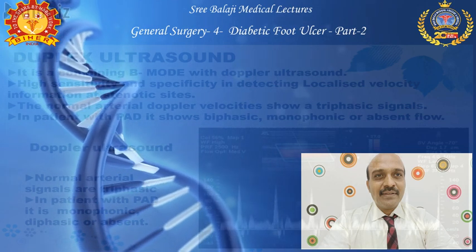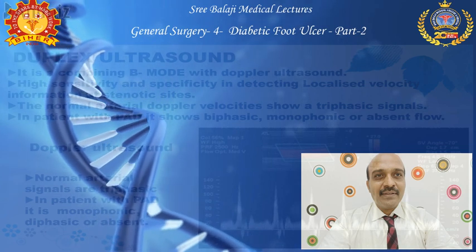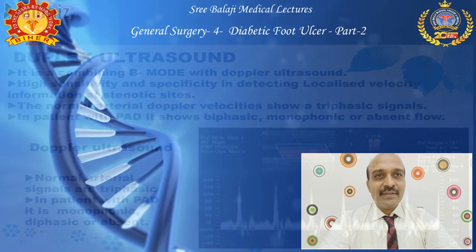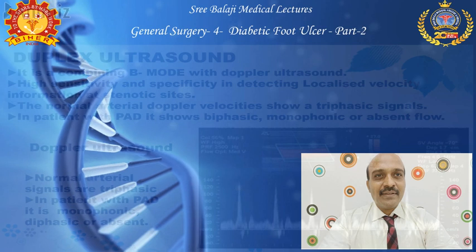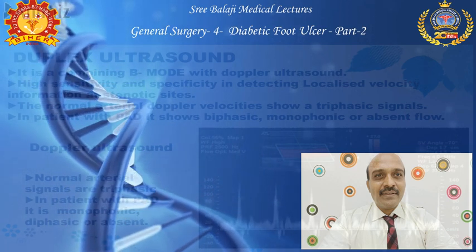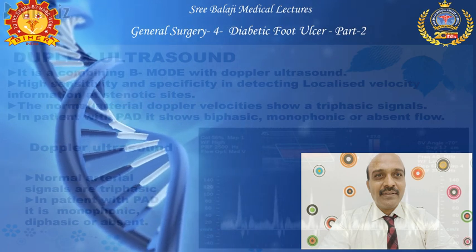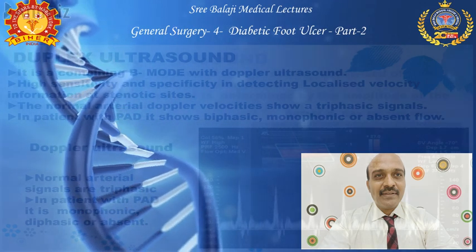The image shows Doppler ultrasound with a triphasic flow pattern. It's a normal triphasic flow pattern that you see in this image, whereas in a patient who has peripheral arterial disease, this triphasic graph will be absent. It will be either monophasic or a flat line graph.